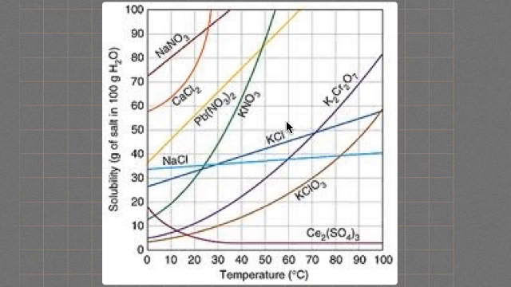So anything in this region up and left of the particular chemical you're looking at, the water's not hot enough, or you could also say there's too much chemical for that particular temperature of 100 grams of water.